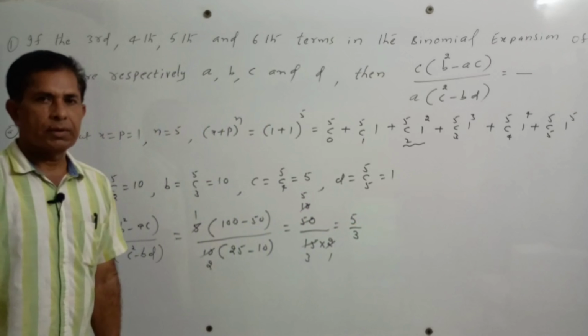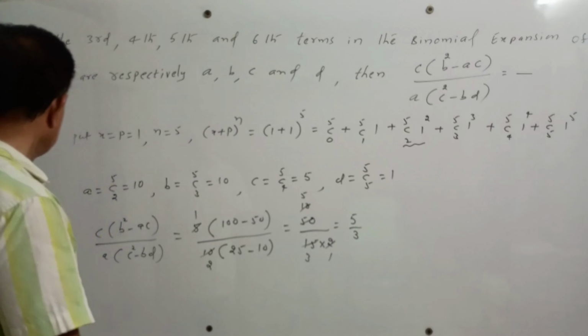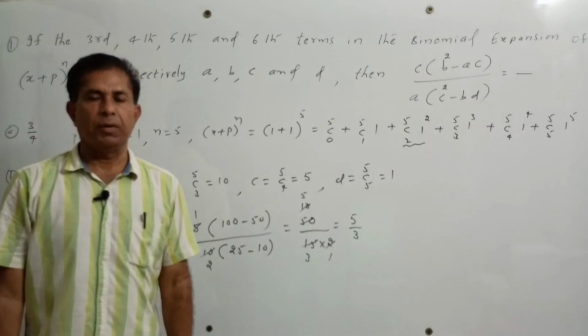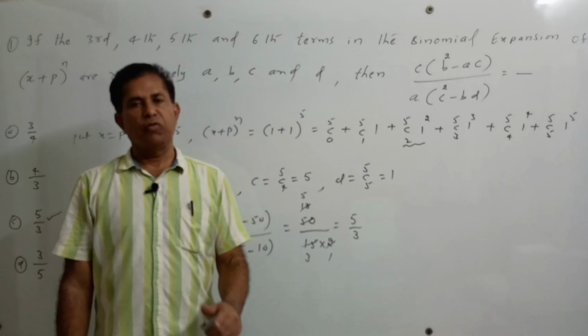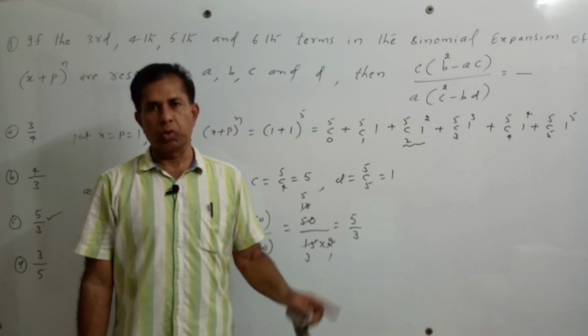So the value of the given expression is 5/3. Therefore, I can say option C is the correct option. So this method is simple rather than the general method. If you want the general method, it is given too, go through it.